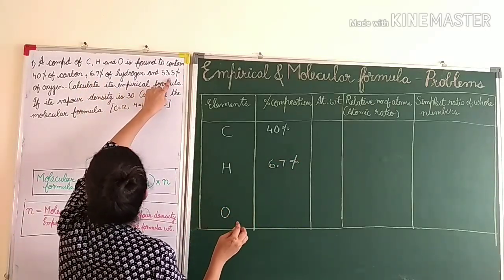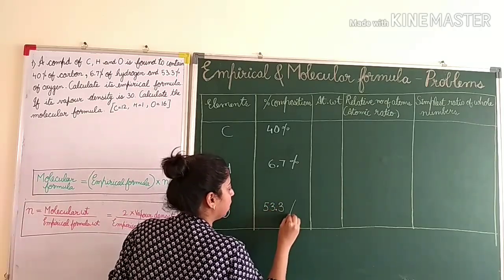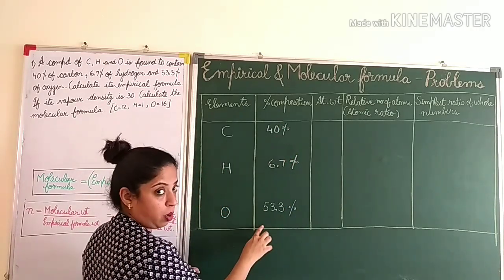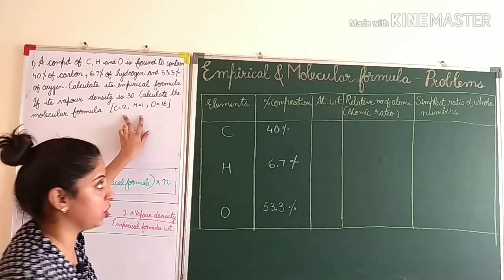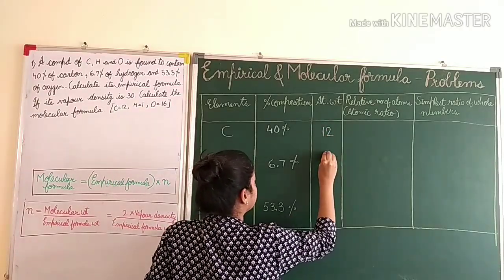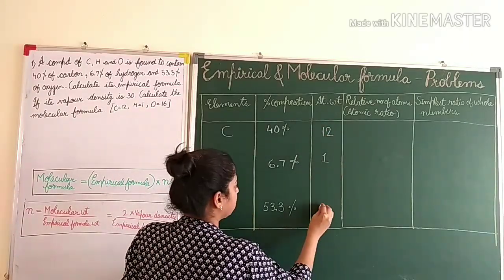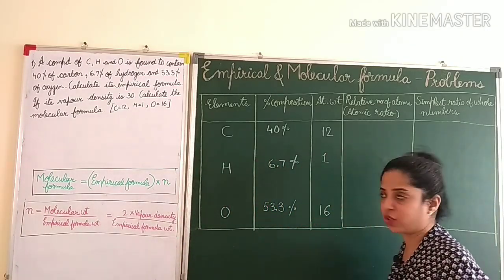Then 53.3% of oxygen. So 53.3%. After writing the percentage composition, we will write the atomic weight, which will generally be given in the question. Okay, now for carbon it is 12, we know for hydrogen it is 1, and we know for oxygen it will be 16, and this will also be given in the question.